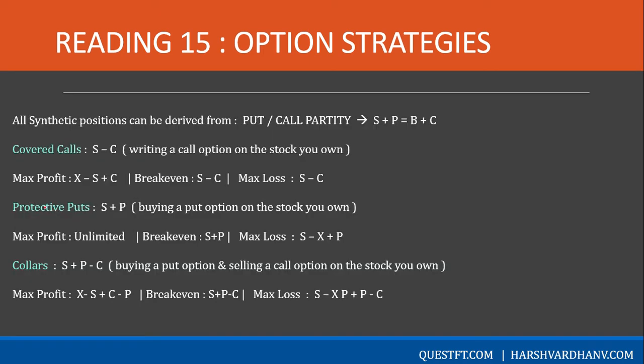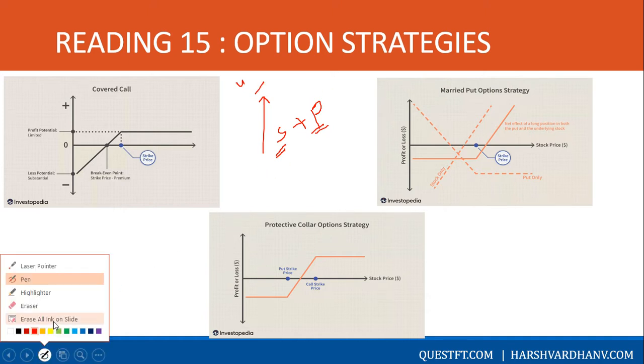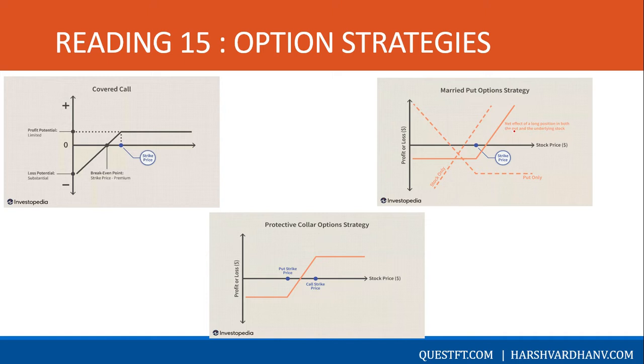The second strategy is very simple, protective puts. It is buying a put option on the stock that you own. It is basically to protect your downside. With the help of this diagram, we'll explain. So this is a position where you have a stock and you have a put option on the stock. So what could be the maximum profit in this case? Since you have a stock and you have a put option, if the stock is going up, why will you sell it? You will not sell it. So maximum profit is unlimited. Very simple. And what could be the maximum loss? You have bought the stock over here and you have bought the put option over here.